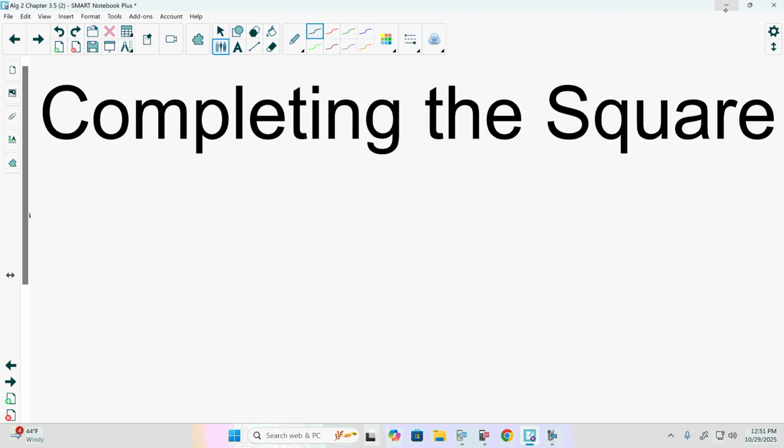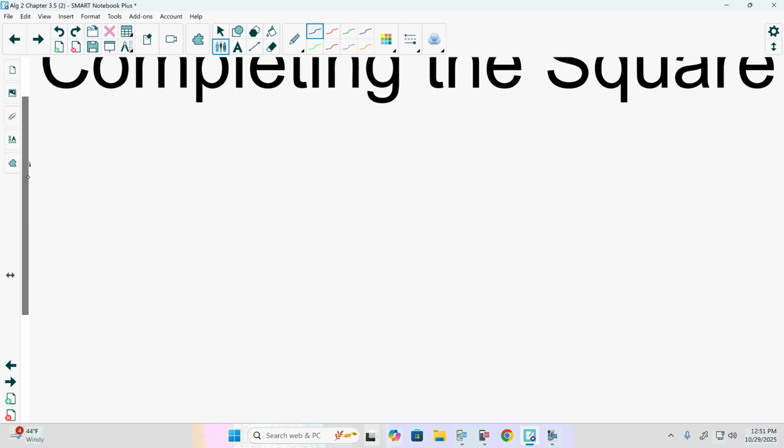So what we're looking at today is completing the square. Completing the square is the first method that we're going to get that works for every quadratic equation, any and all quadratic equations that we can have. And there's really four main steps.